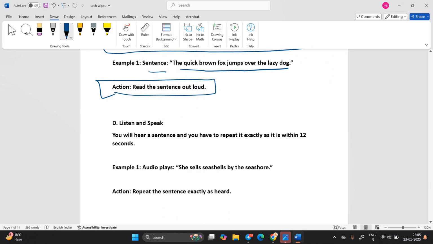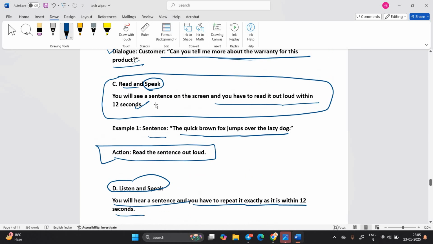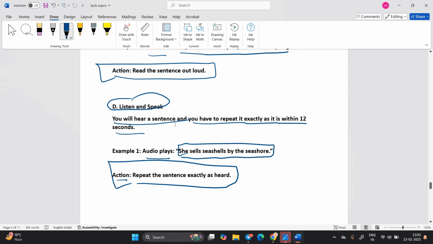Next section is related to listen and speak. You will hear a sentence and you have to repeat it exactly within 12 seconds. Audio play: She sells by the seashore. Okay. So action, repeat the sentence exactly as you heard. So the third section is read and speak. Fourth section is listen and speak.